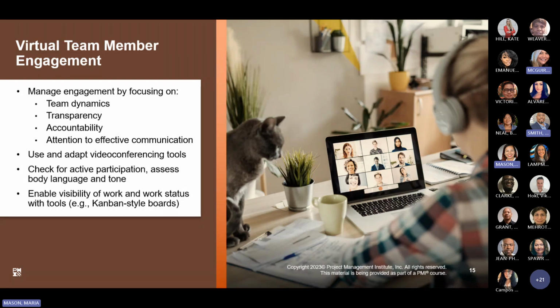If you see the images here, both screens show the person on camera. So it's important that if you don't have a team that is co-located, that you're doing a really good job of engaging your virtual team. And then you can use work status tools like Kanban style boards. I've seen different types of project management boards that you can have virtually so that all your team members feel like they're a part of the group, right?